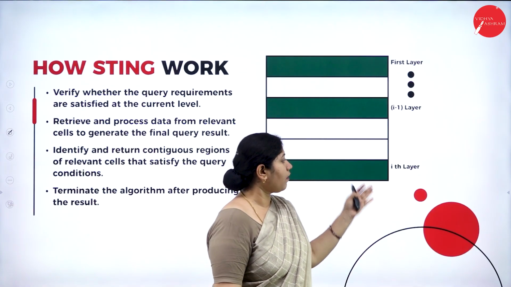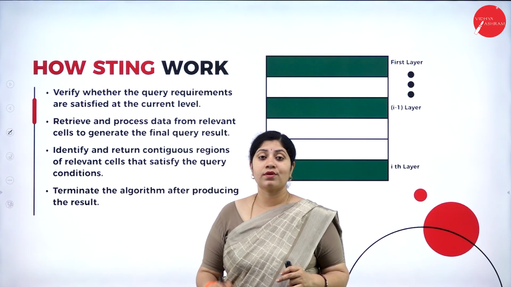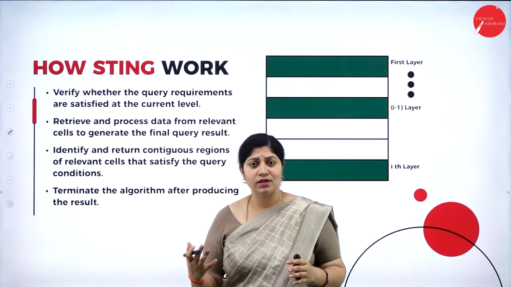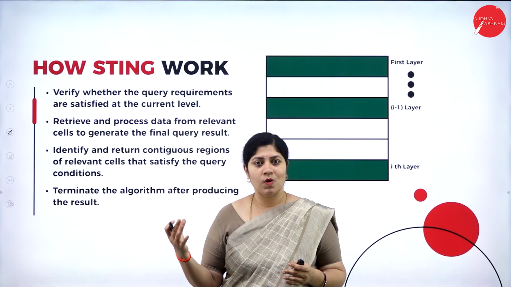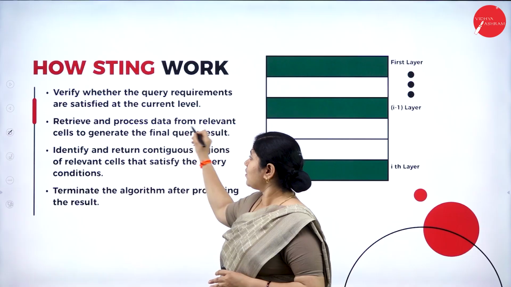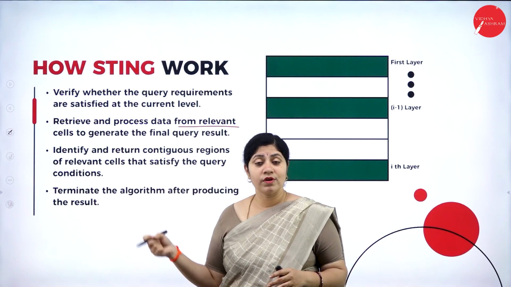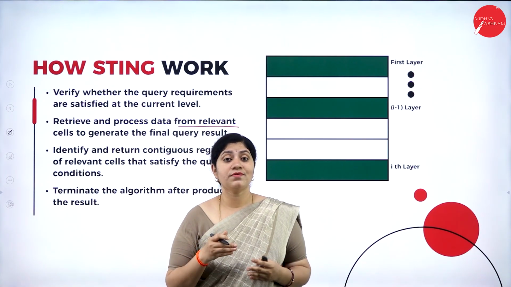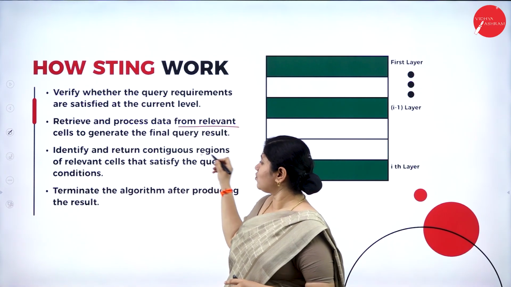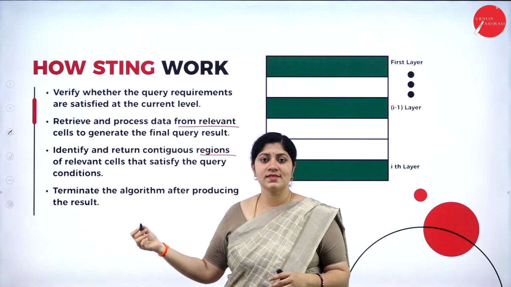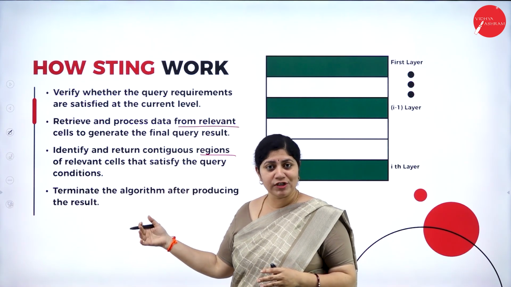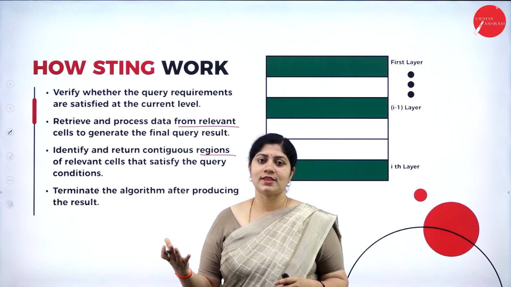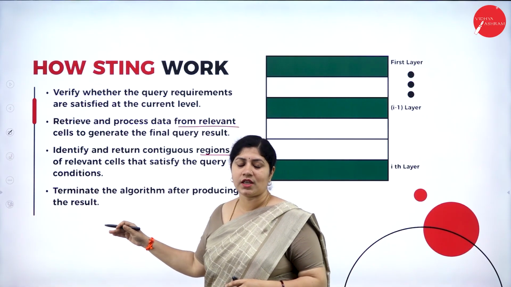Here we have a real-time example where initially we need to verify whether the query requirements are satisfied at the current level. Up next, we will retrieve the data from relevant cells to generate the final query result. It identifies and returns the contiguous regions of relevant cells that satisfy the query conditions, and at last it terminates the algorithm after producing the result. Correct, right? It has to be terminated. Yes, it will be done.